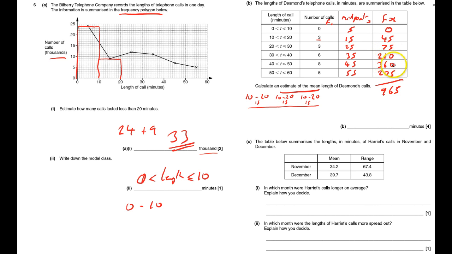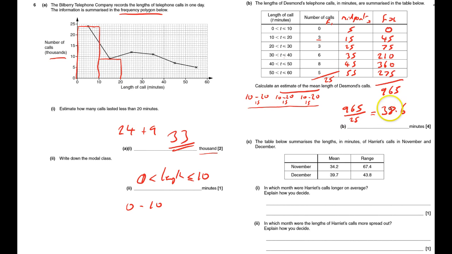Again, I use my calculator, and I now need to divide by how many calls there were, and that is the total frequency, and that will be 25 calls, because I had 3 here and 3 there, so it's 25, and that comes to 38.6 minutes. Just check it looks as though it's reasonable. 38.6 will be in that group.